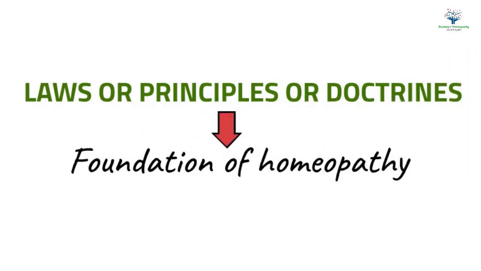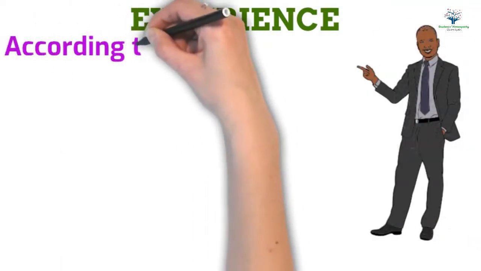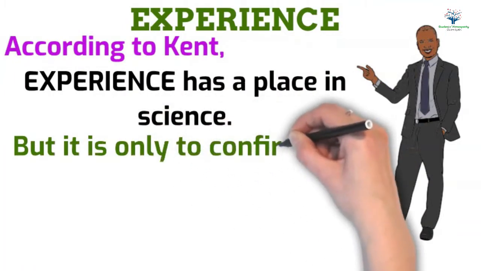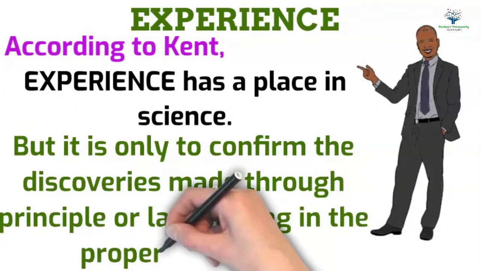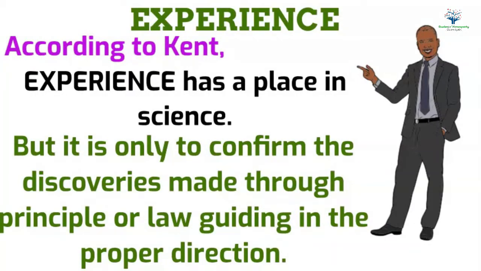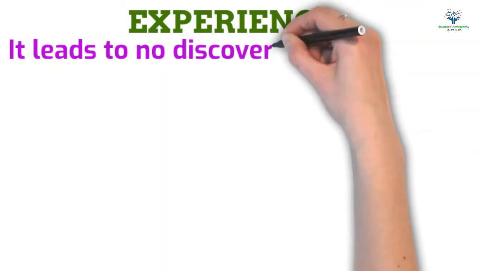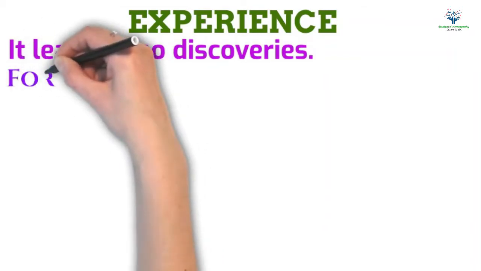Coming to experience, according to Kent, experience has a place in science, but it is only to confirm the discoveries already made through principle or law guiding in the proper direction. Means, individually, experience leads to no discoveries, but experience confirms the discoveries made through proper principles or laws.